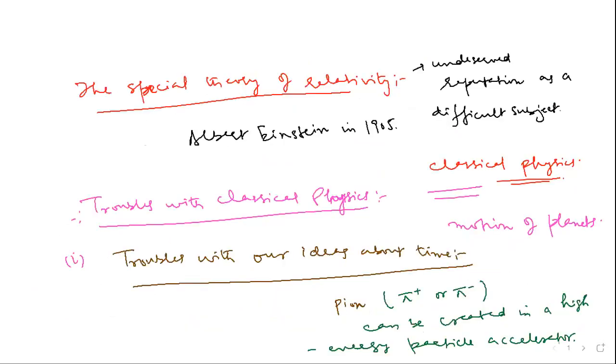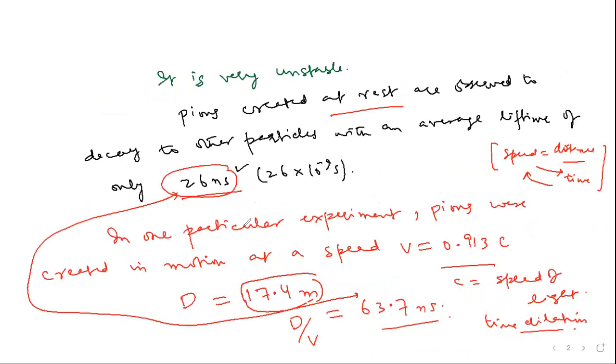First, I discussed with you the trouble with our classical ideas about time, in which time is assumed to be an absolute kind of thing. We said there is a problem: pions created at rest live for 26 nanoseconds, but in an experiment when they are created in motion at this particular speed, they live for 63.7 nanoseconds. It cannot be explained using Newtonian classical physics.